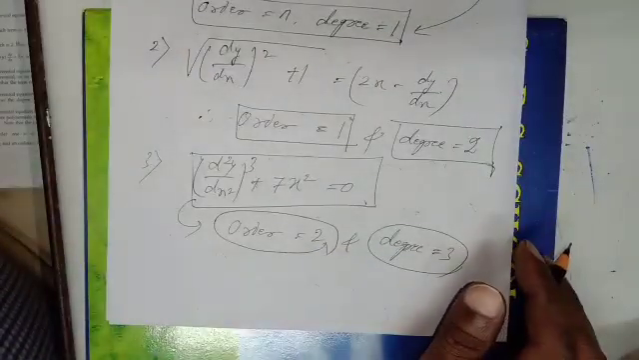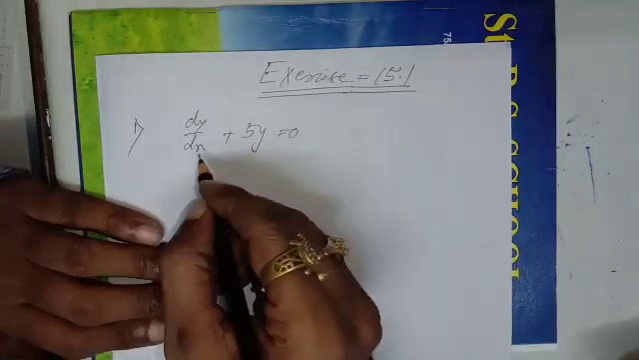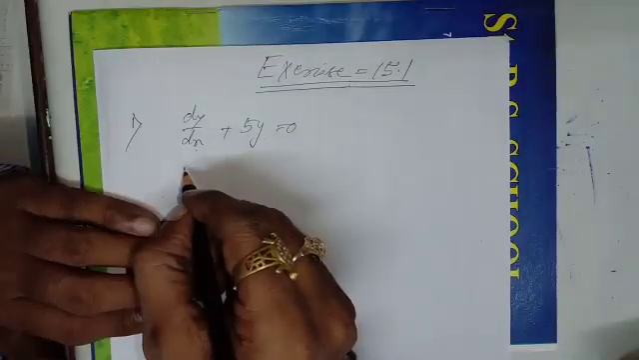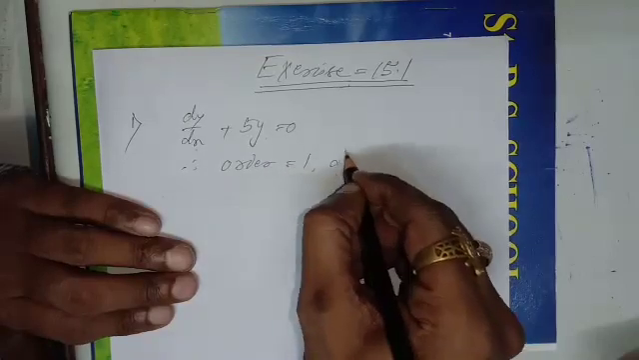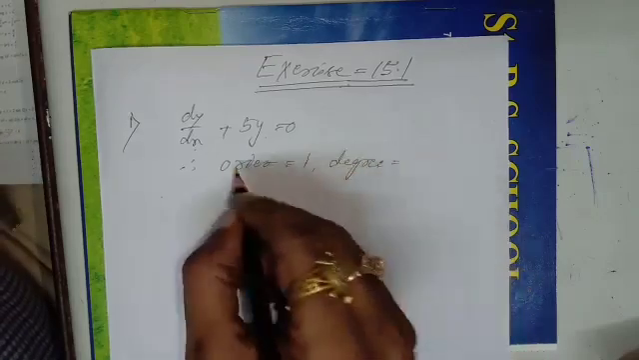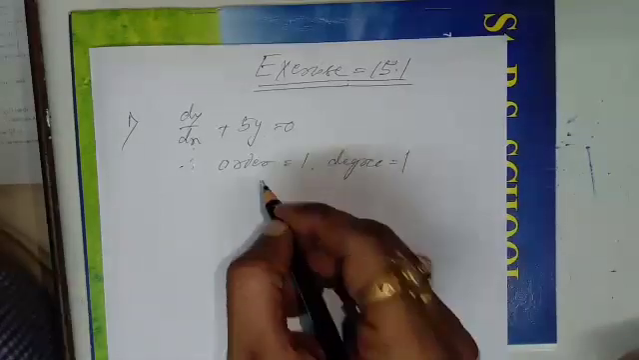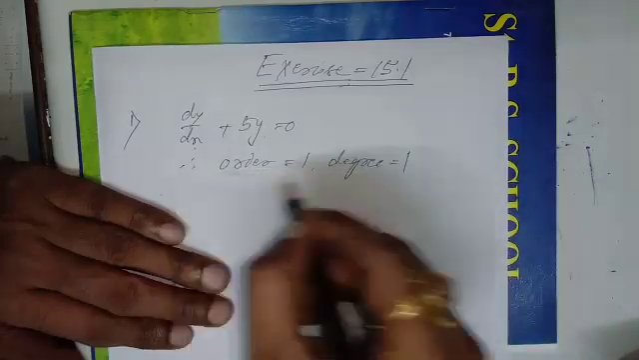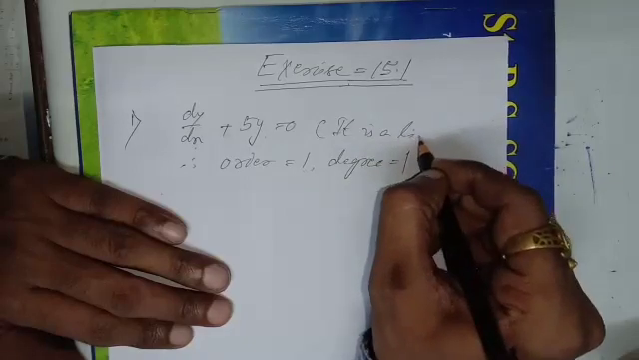Let us solve some questions today. I am going to do an exercise. See, one question is given: dy dx plus 5y equal to 0. Tell me, what is the order here? First order derivative, order equal to 1. And the degree is the power of the highest order derivative, so degree is also 1. Is it a linear differential equation or not? Linear differential equation.